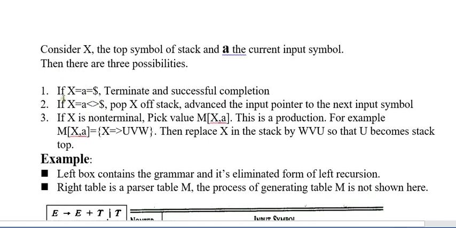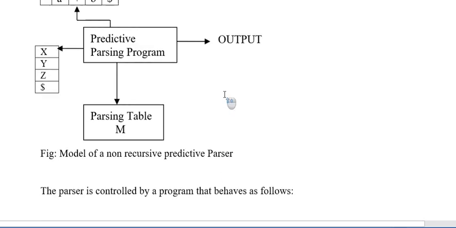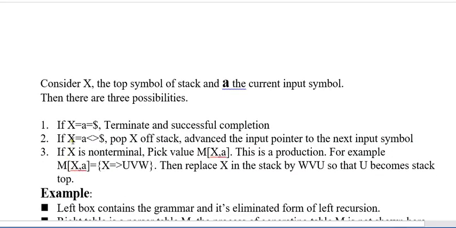Here X is the stack symbol on top and a is the current input. Then, if X equals a and equals the dollar sign, the parser halts and announces successful completion. Otherwise, it moves on to the next case. If X equals a and a is not equal to the dollar sign, then pop X off the stack and advance the input pointer to the next input symbol. The most important case is if X is a non-terminal: then consult M[X, a], where X is a non-terminal and a is a terminal. This entry is a production. For example, if M[X, a] = X → UVW, then replace X on the stack by W, V, U, so that U becomes the stack top.